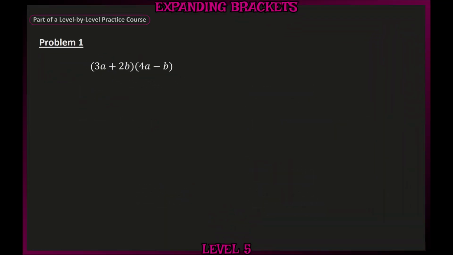In problem 1, we're expanding 3a plus 2b multiplied by 4a minus b. To start, we're going to multiply 3a by 4a, and this gives us 12a squared. Next, we can multiply 3a by minus b, and this gives us minus 3ab. Next, we can multiply 2b by 4a, and this gives us plus 8ba. And finally, 2b multiplied by minus b is minus 2b squared.